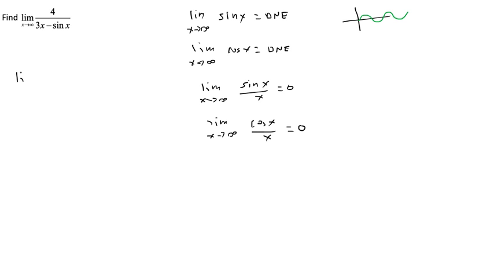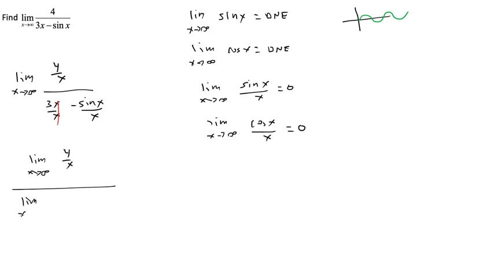So we'll take the limit as x approaches infinity, and I'm going to divide each term by x. So I get 4 over x, 3x over x, and sine of x over x. Now, only that term cancels out. So what I can do now is take the limit of each term separately using the limit laws: the limit as x approaches infinity of 4 over x, the limit as x approaches infinity of 3, and the limit as x approaches infinity of sine x over x.